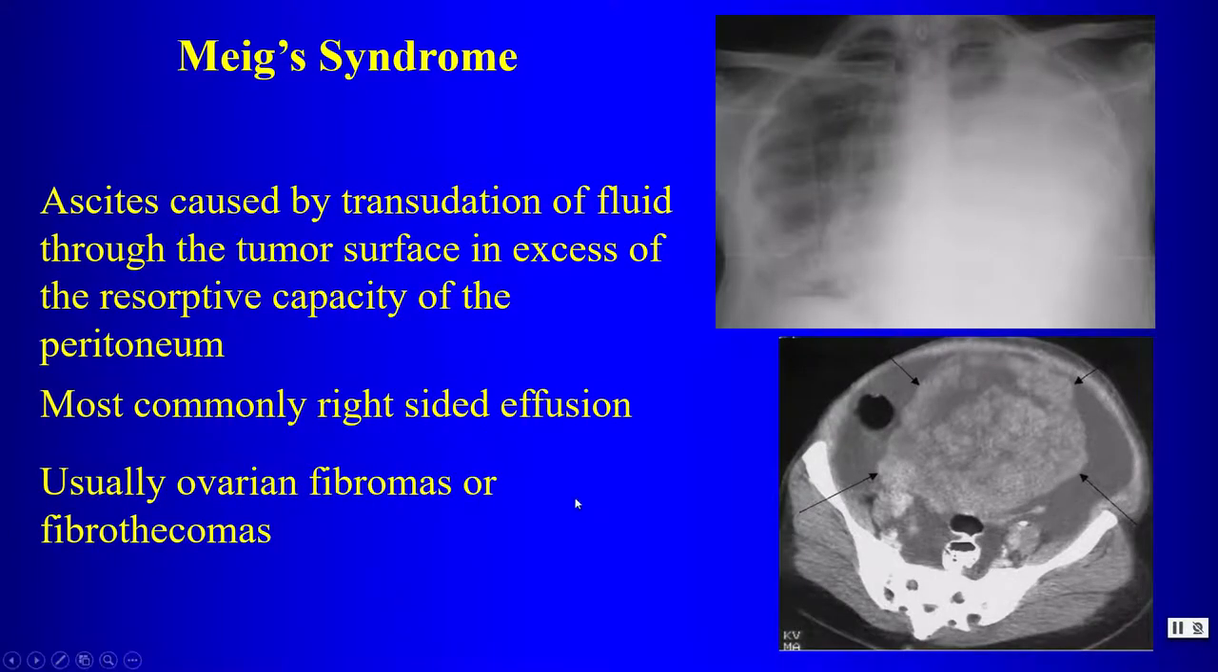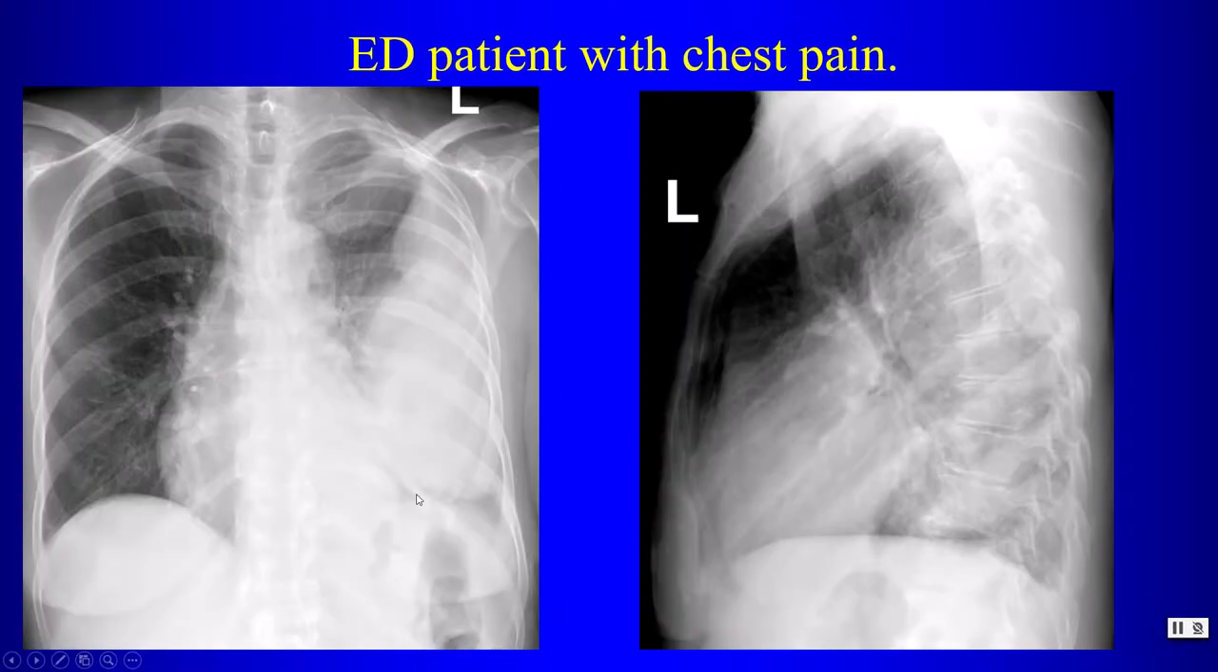So the typical tumor is an ovarian fibroma or fibrothecoma here. And ascites within the pelvis or within the abdomen is caused by transudation of fluid through the tumor surface in excess of the resorptive capacity of the peritoneum. So basically, we have ascites, benign ovarian tumor associated with pleural effusion. We call this Meigs syndrome.